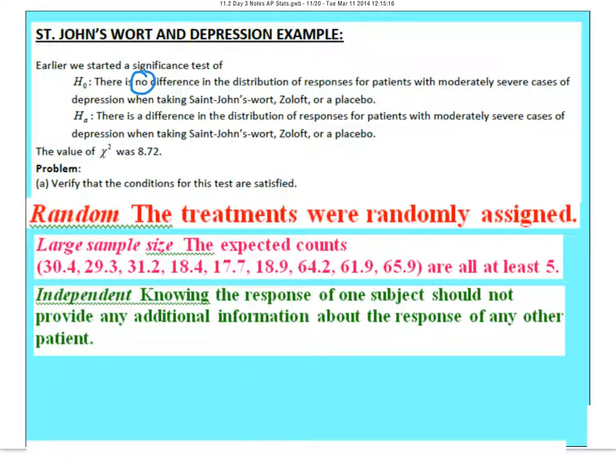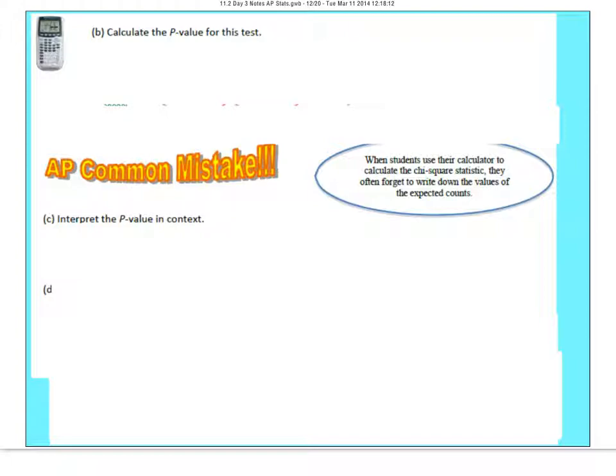Other than that, I don't know if they would technically dock you if you check the 10% condition, even though you don't need it, because this is an experiment. Remember, the 10% condition is only if you are sampling without replacement, and there is no independence in the situation as it stands. To calculate the p-value for this, we have the chi-square statistic.